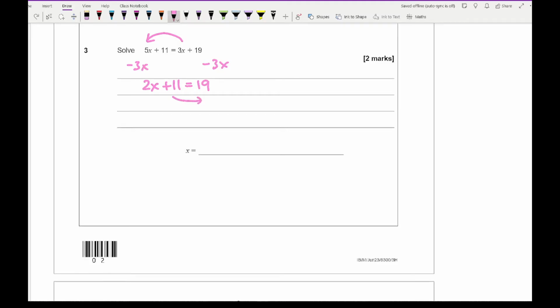Then from this we want to try and get x by itself. So first eliminate the 11, so that gives me 2x is equal to 19 minus 11, which is 8, and then divide by 2, which leaves me with x equals 4, or I just write 4 as the x equals is already written for me.